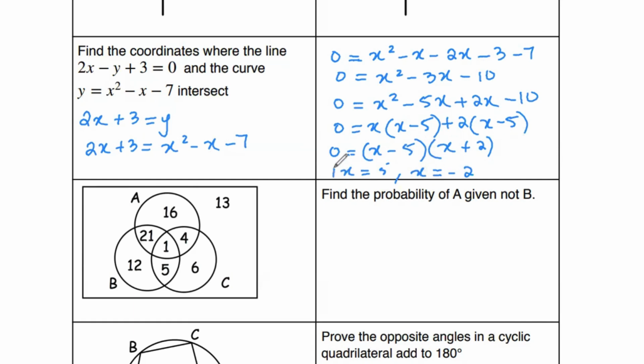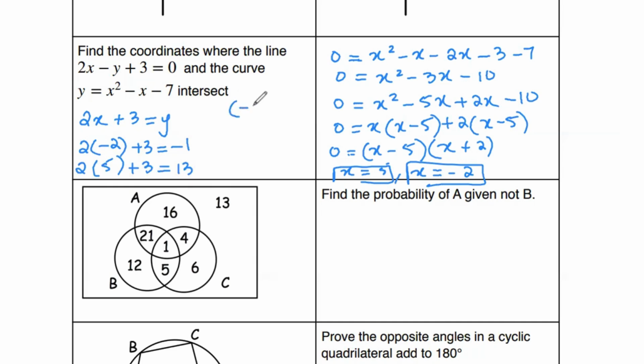Now we substitute these x values back into the first equation that we created to find the corresponding y values, because it says find the coordinates, not just the x value. So when it's negative 2, 2 times negative 2 plus 3 gives us negative 1. And when it's positive 5, 2 times 5 plus 3 gives us 13. So one point is (negative 2, negative 1), and the other one is (5, 13). This is your final answer.